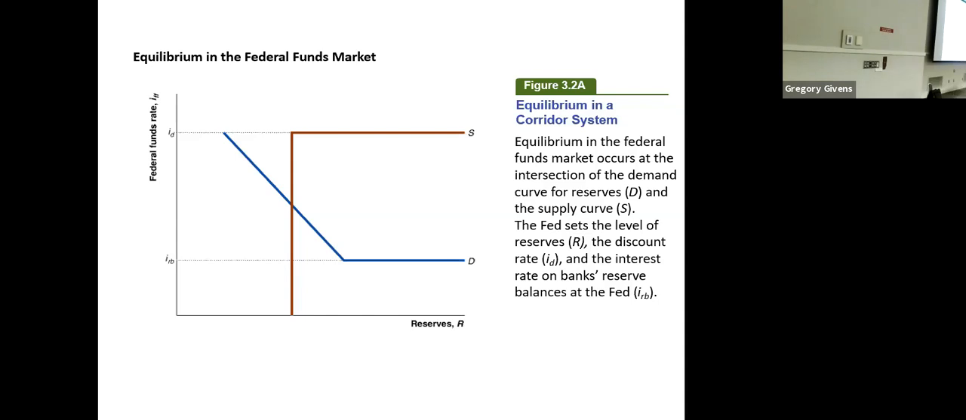Great. That's a perfect answer. What bank is going to want to lend to another bank in this overnight market at an interest rate that is below what that bank could get simply by parking those reserves at the Fed? Makes no sense, right? So in theory, the funds rate should never be below the interest rate on reserve balances. Levi, that's a great answer.